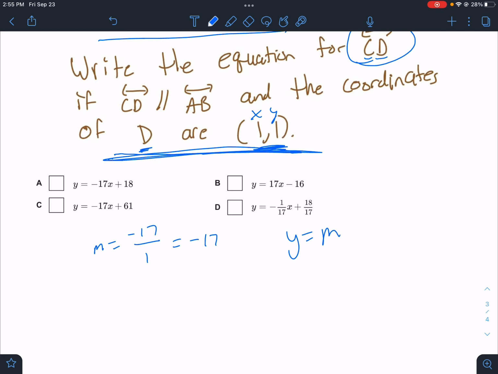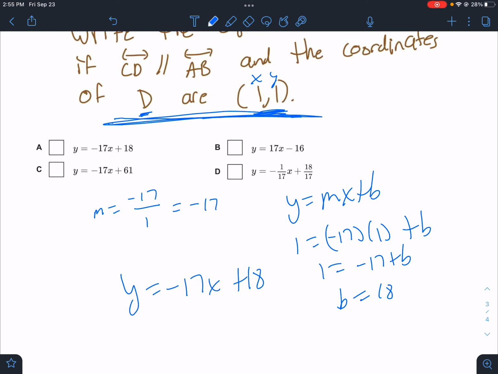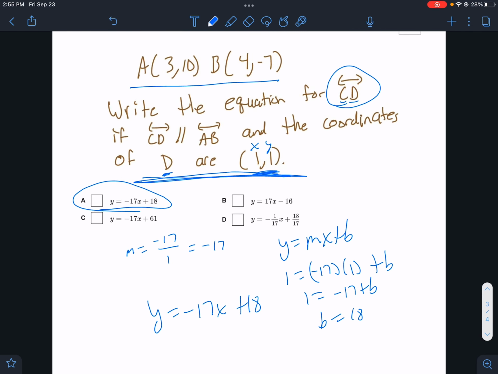So y equals mx plus b. I'm going to plug in my y value, 1. My slope is -17. My x value is also 1. I'm going to solve for b. So that would be -17 plus b. b equals 18. Y equals -17x plus 18. Fun problem.